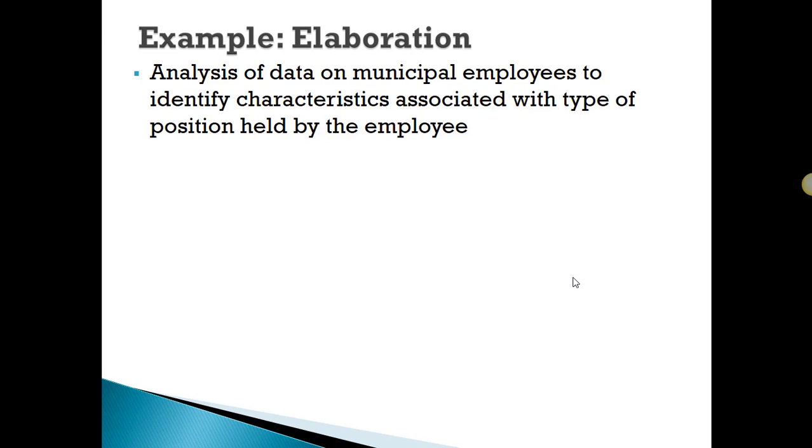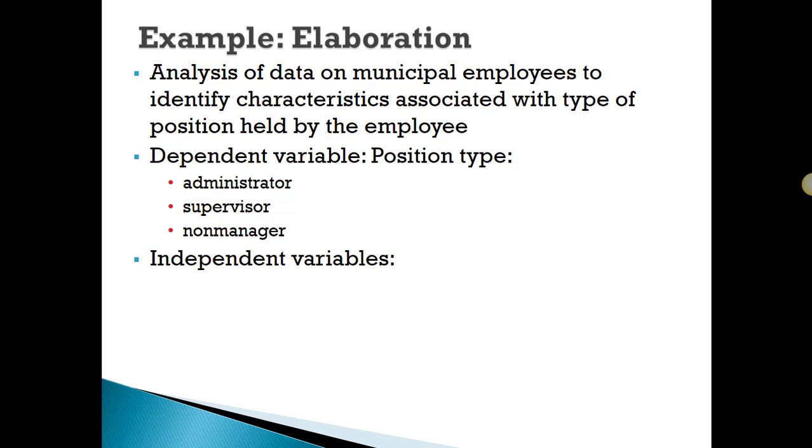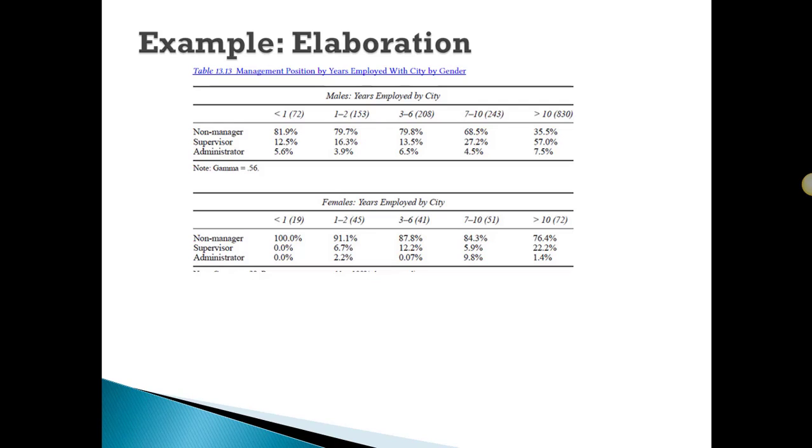So here's another example: an analysis of data on municipal employees to identify characteristics associated with the type of position held by the employee. So the dependent variable was the position type, and we're going to look at 3 types: administrator, supervisor, and non-manager. And then the independent variables are going to be the employee department, the number of years employed, and the sector of the previous job, whether it was private or public, and also education. And our control variable is going to be gender. So here we look at males and females. Here's the control variable. We're going to look at males separately from females.